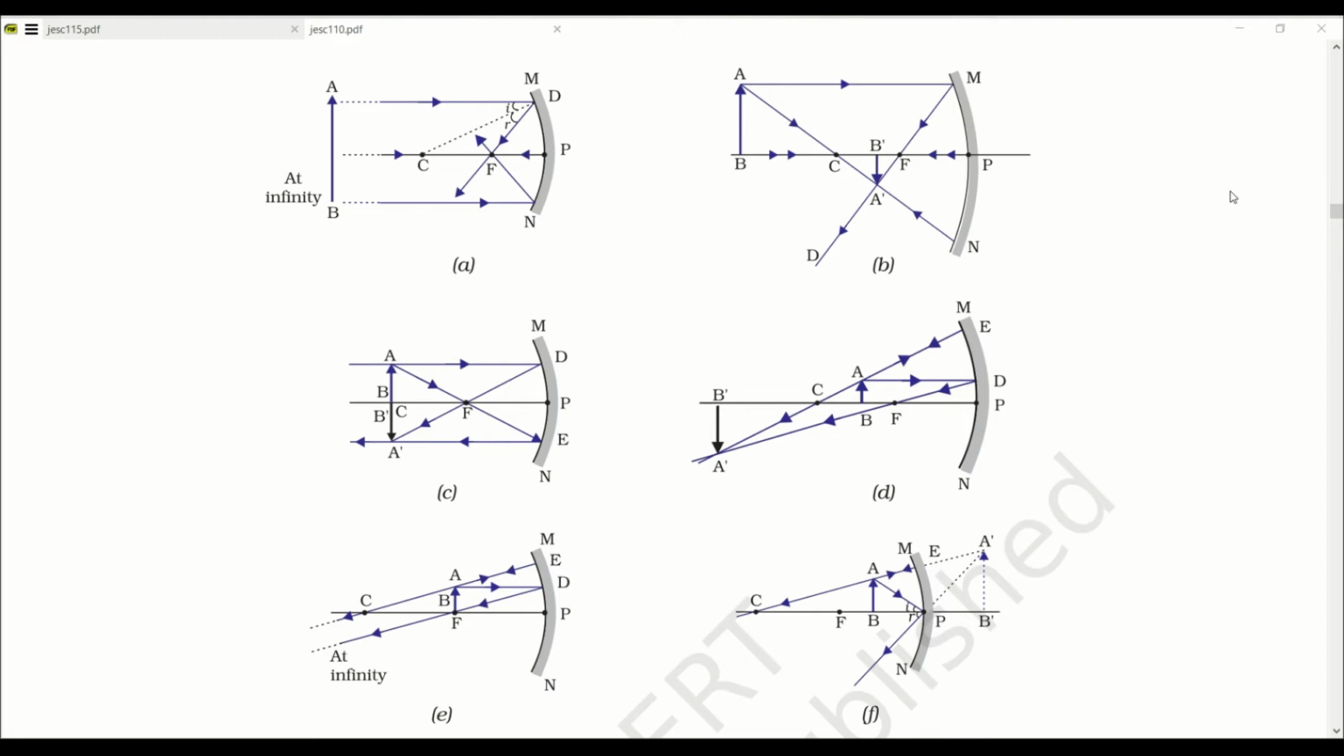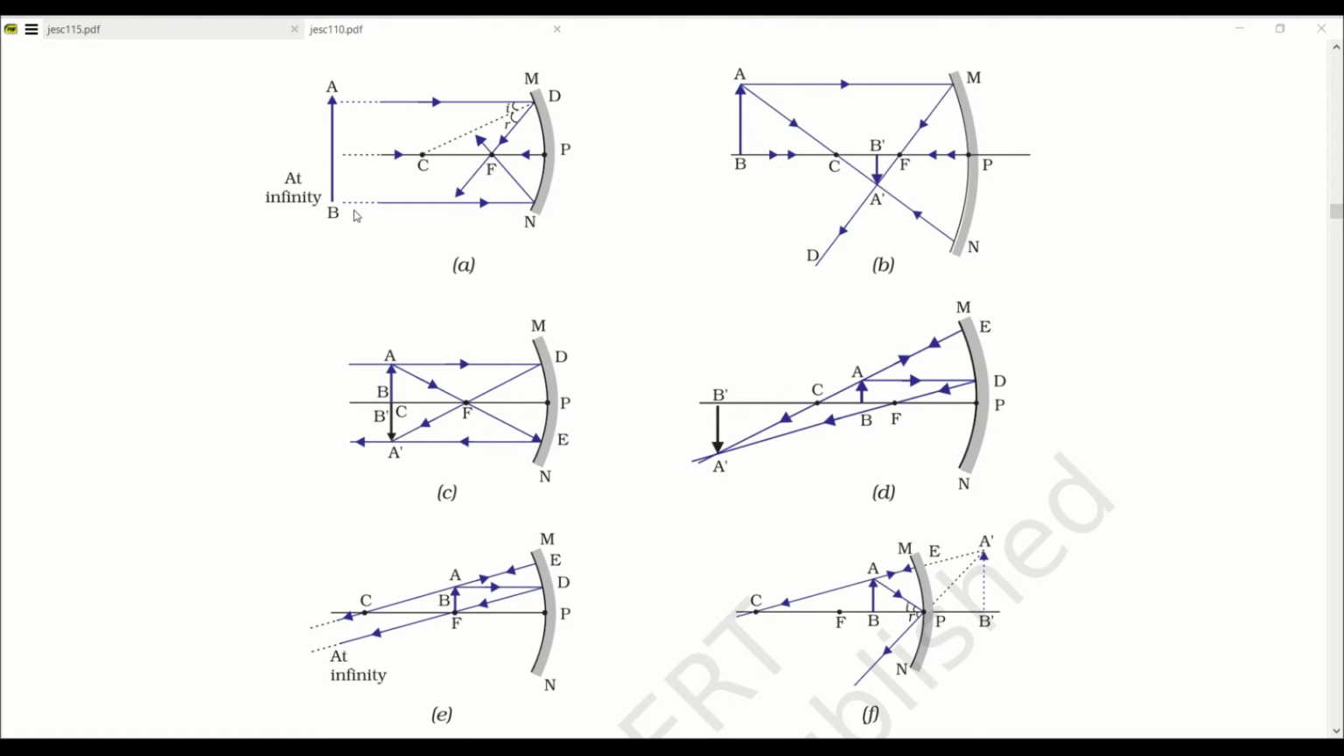Here you can see on your screen 6 diagrams are given. In these 6 diagrams we have to study how the image will be formed, what its nature will be and what its size will be. So let's take the first diagram. When the object AB is at infinity, like when you see the sun in a curved mirror, its image will be formed very small and it will be at the focus. When the object is at infinity, the image is at the focus.